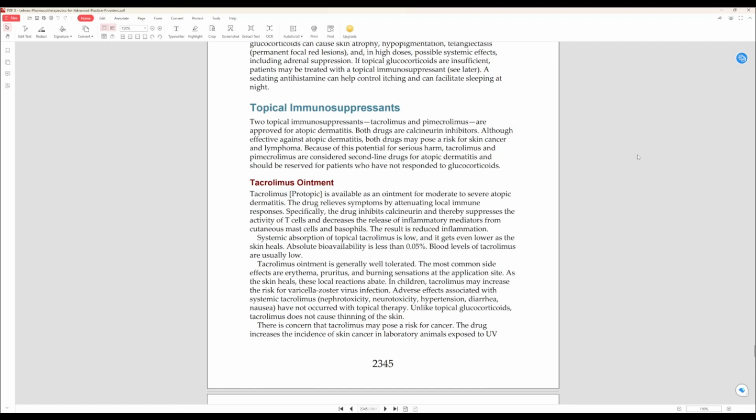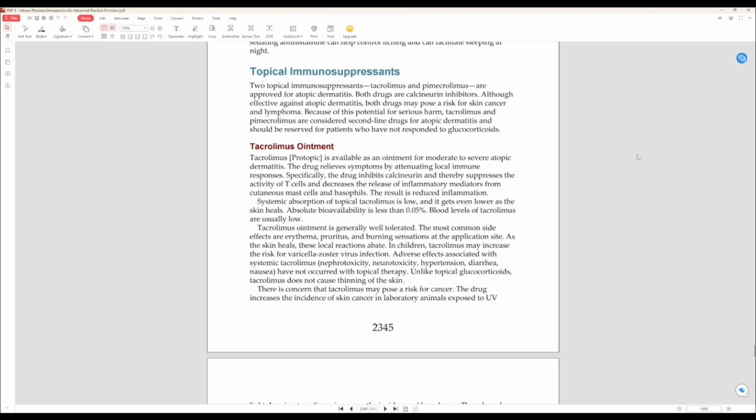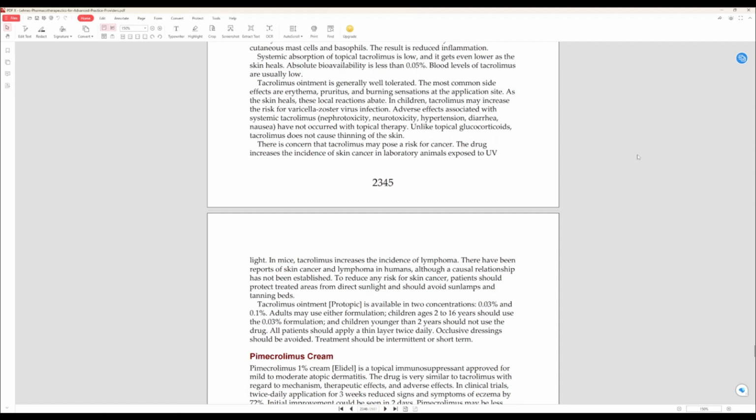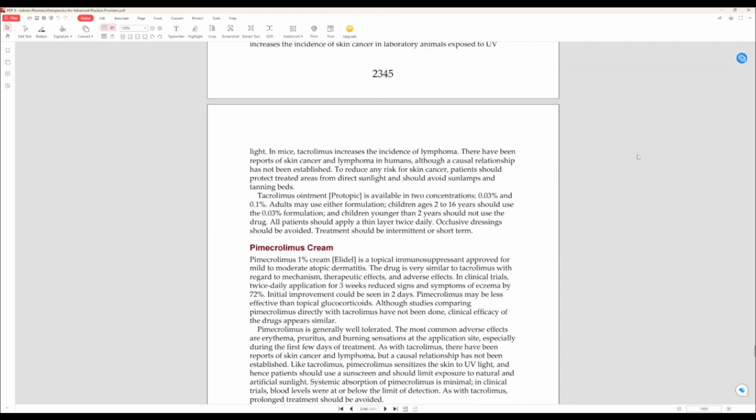In children, tacrolimus may increase the risk for varicella-zoster virus infections. Adverse effects associated with systemic tacrolimus have not occurred with topical therapy. Unlike topical glucocorticoids, tacrolimus does not cause thinning of the skin. There is, however, the concern that tacrolimus may pose a risk for cancer. The drug increases the incidence of skin cancer in lab animals exposed to UV light. In mice, tacrolimus increases the incidence of lymphoma. There have been reports of skin cancer and lymphomas in humans, although the causal relationship wasn't fully established.